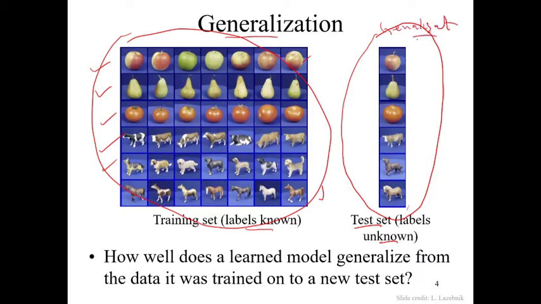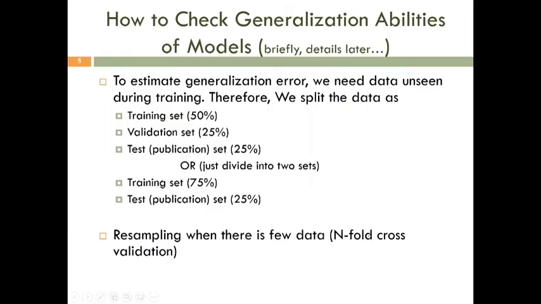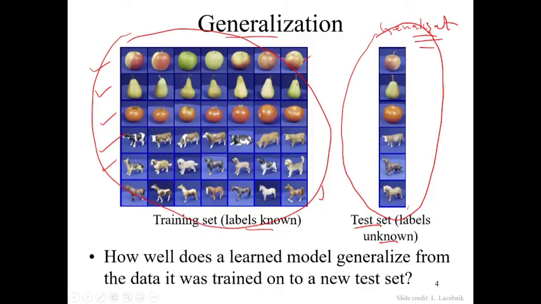So we want the system to be able to generalize to unseen data. And that's what your client actually wants. Your client wants you to build a model for the industry in such a way that if it's so good, we can always use it on our new data set that can arrive at any point in time. So the idea of generalization is how well a learned model generalizes from the data it was trained on to a new test set.